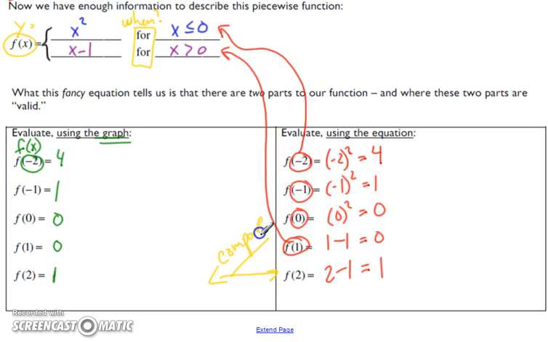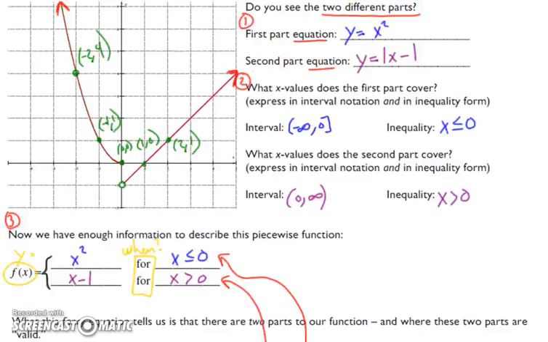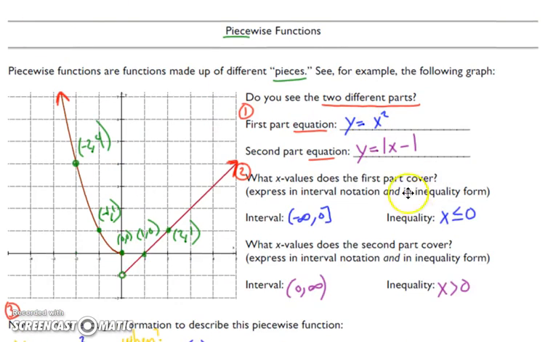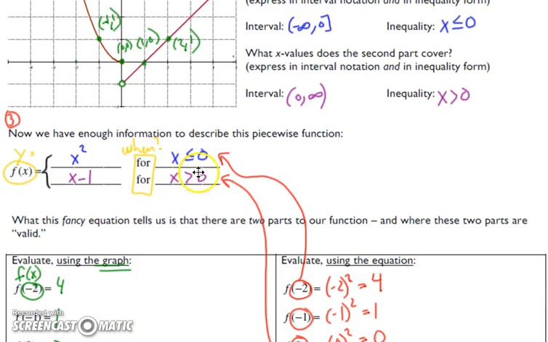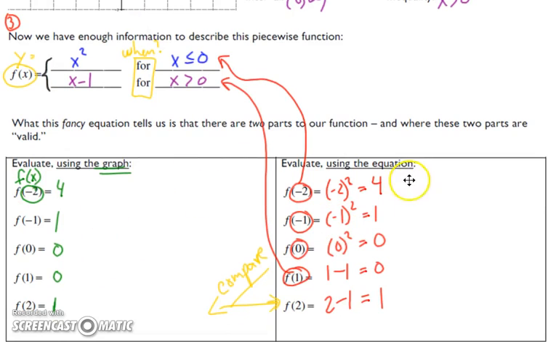And I can see that I did a good job because I have the same thing on both of them, as I should. Okay, so if I compare those, I can see how I did. So that is finding the equations, finding the intervals, and then writing that equation. Okay. Then we also have using the graph and the equation to find particular values of the function.